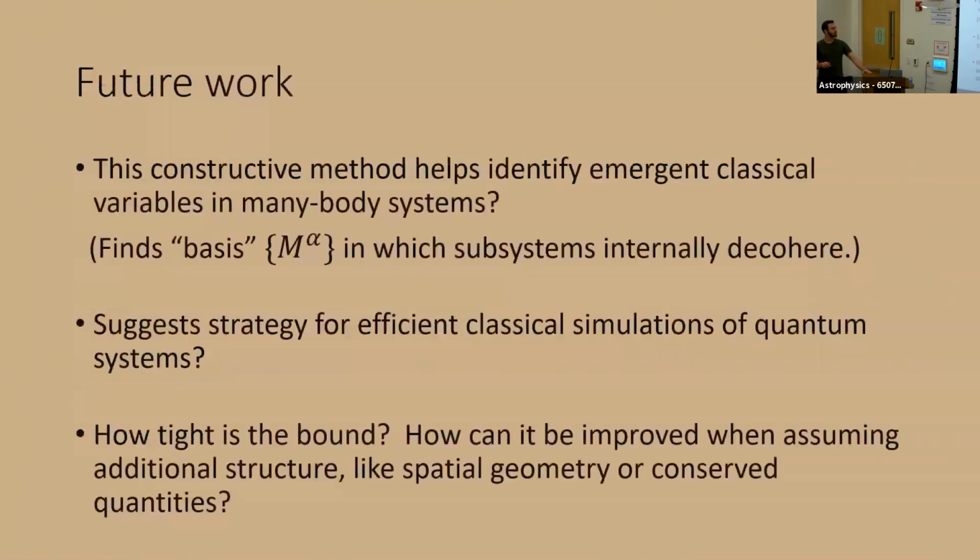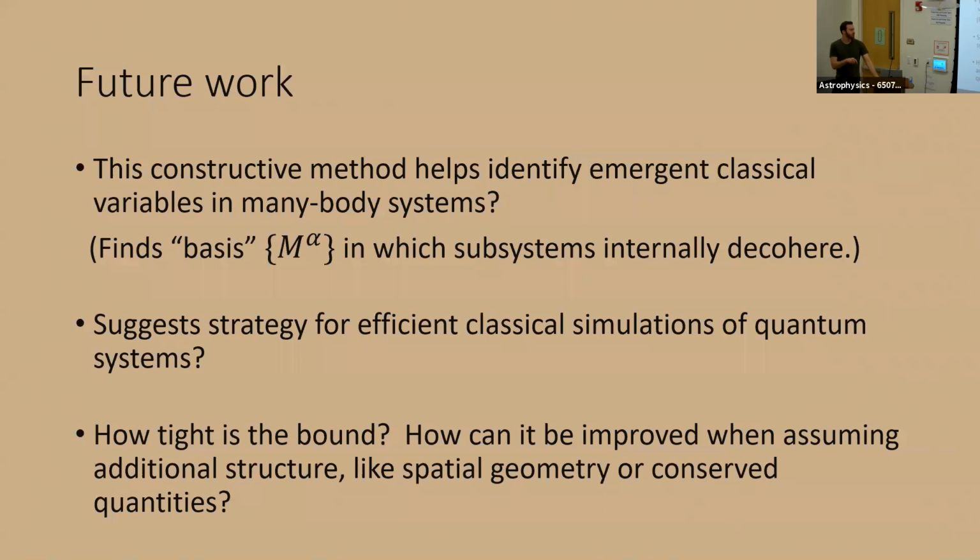And this is my last slide, suggesting some future work. So the fact that you have a constructive method, to me, is sort of suggestive that you could use this idea to make more efficient classical simulations of quantum many-body systems. Because one of the outputs of this algorithm is that you're sort of finding the basis in which subsystems are internally decohering with other subsystems. And by finding that basis, you might then try to measure it in your classical simulation in order to break entanglement and then have a more efficient simulation. That's just an idea that I have.